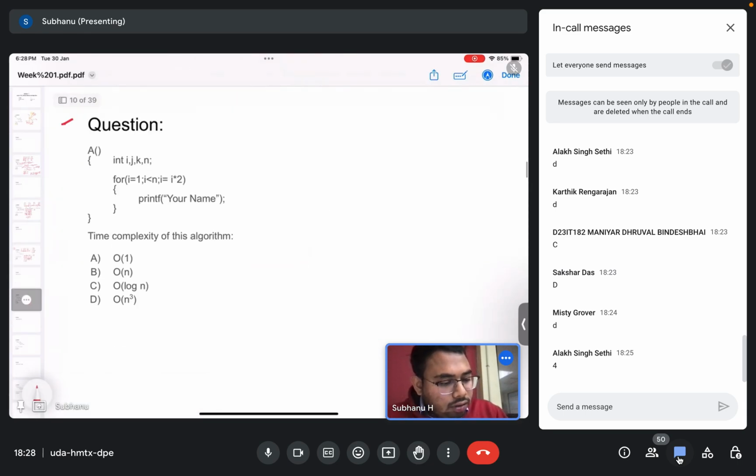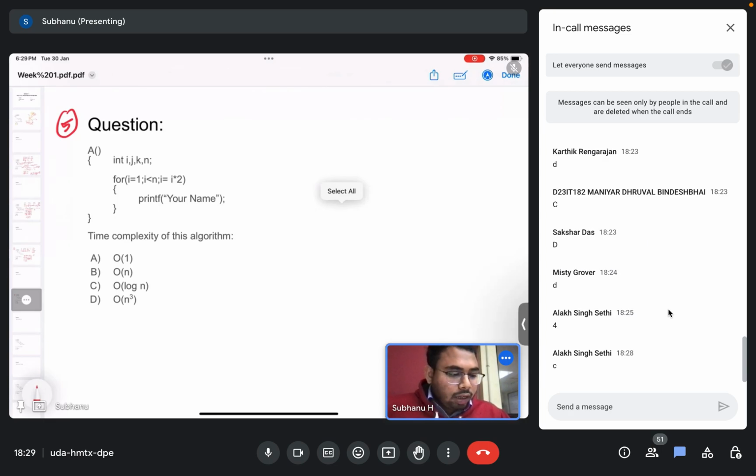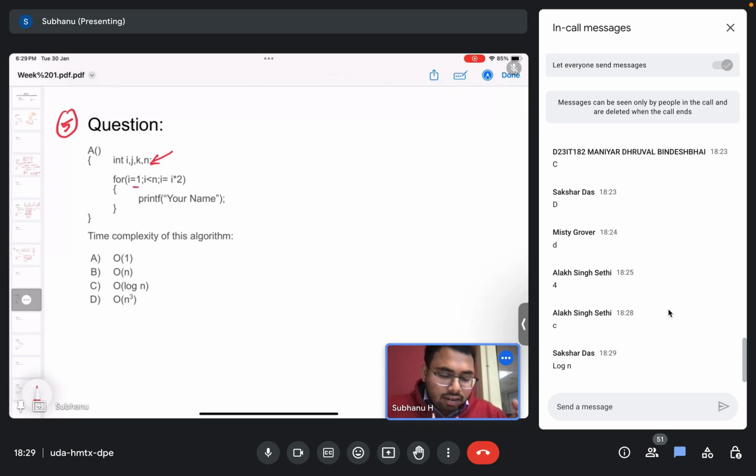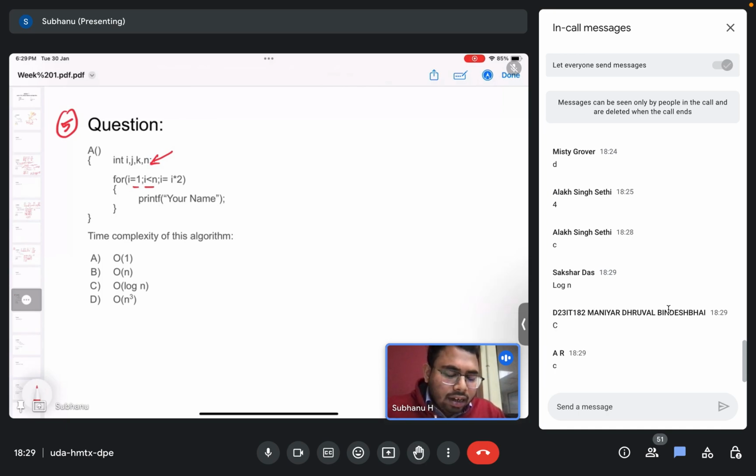So this is our next question, question number 5. Please try by yourself first, then I will tell you the answer also. You can see that here we have some integers like i, j, k and n. So i is starting from 1, and it will check the condition i less than n or not, and every time it is increasing by multiplying by 2.